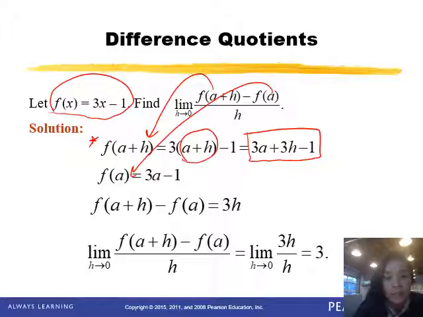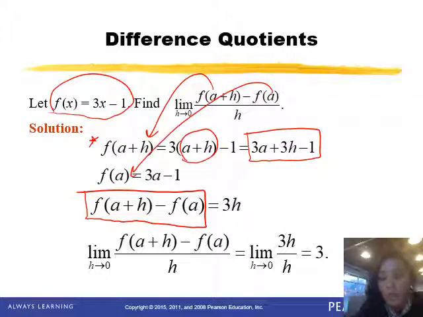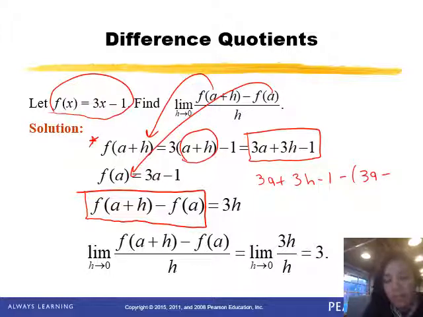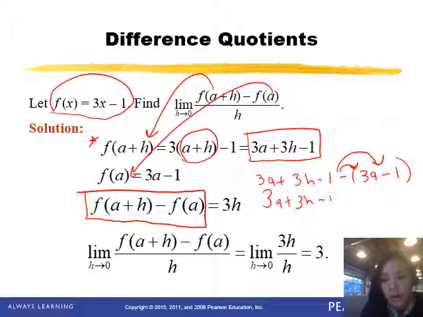Now notice here, they're doing the work in parts. They're saying f of a plus h minus f of a is equal to 3h. And let me show you why. If you write it all out, 3a plus 3h minus 1 minus 3a minus 1. We're going to distribute this negative all the way across, and so now you're left with 3a plus 3h minus 1 minus 3a plus 1.